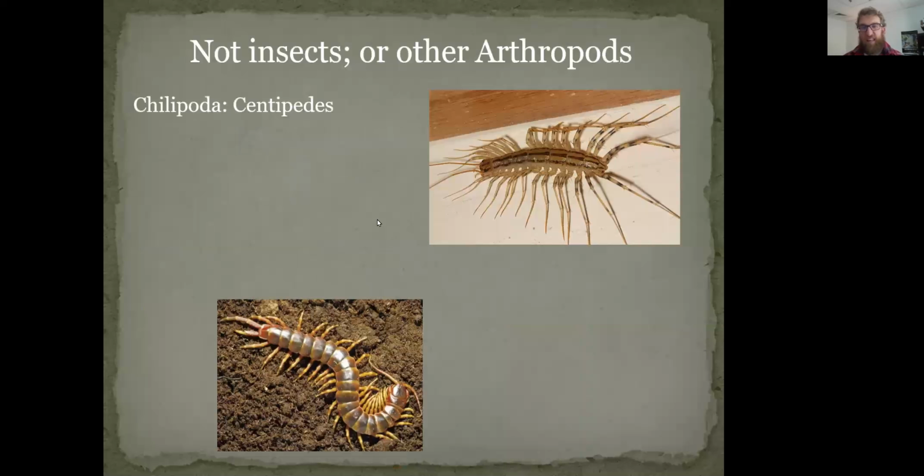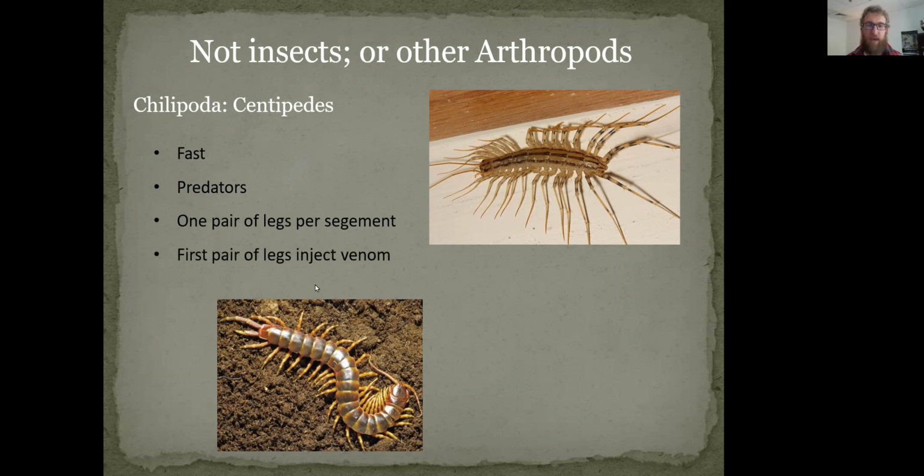All right, so then centipedes, close relatives to the millipedes. They are fast because they're predators. If you flip over a log, they're going to be moving pretty fast. They've just got 1 pair of legs per segment. And the first pair of legs has been modified so it can actually inject venom. So these guys, they will bite.